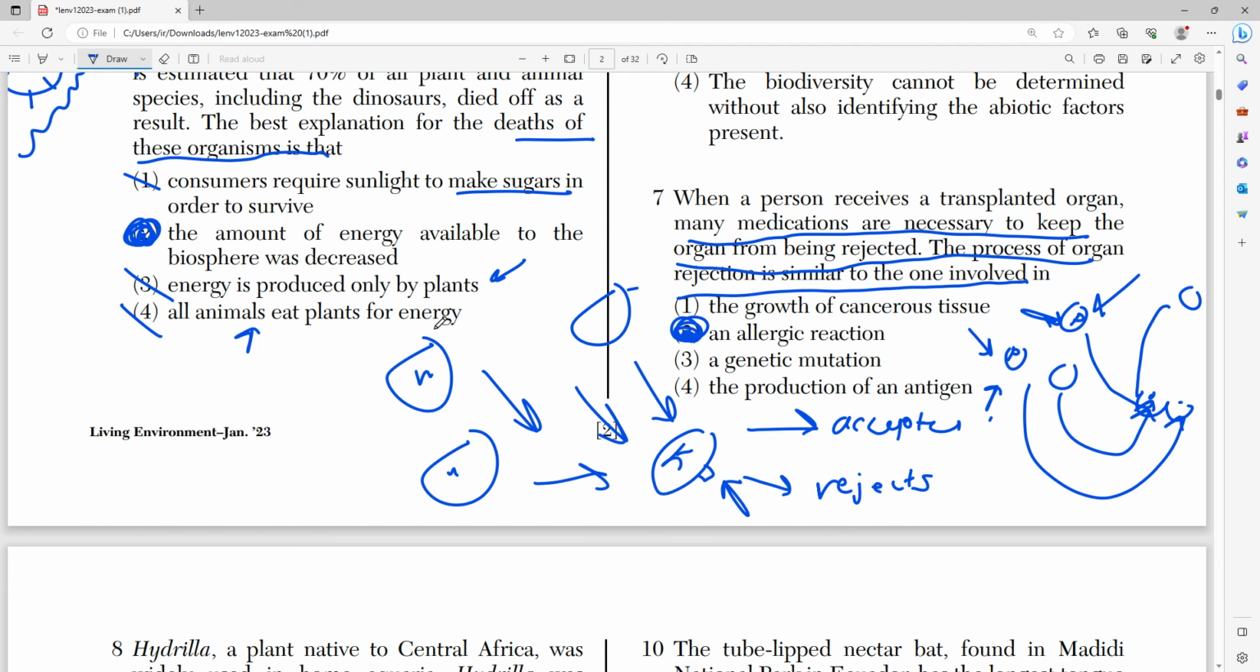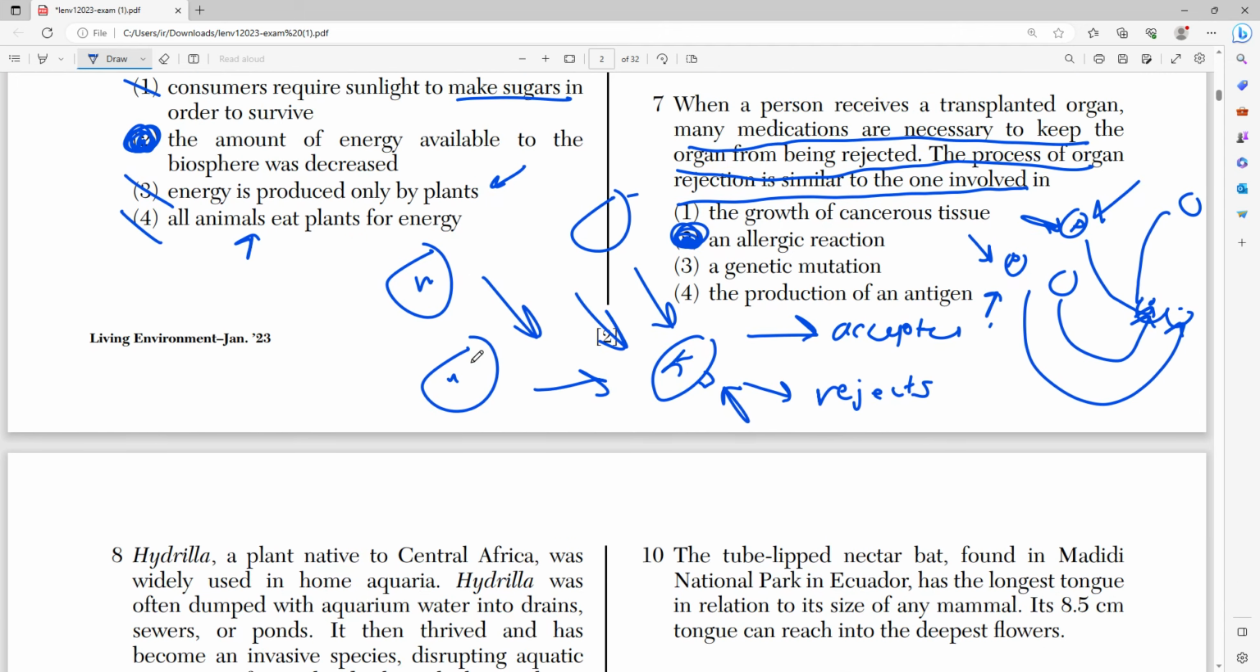to an allergic reaction. And a lot of you may confuse this with the production of an antigen. Don't confuse that. Antigens are for viruses. This is just a foreign body.